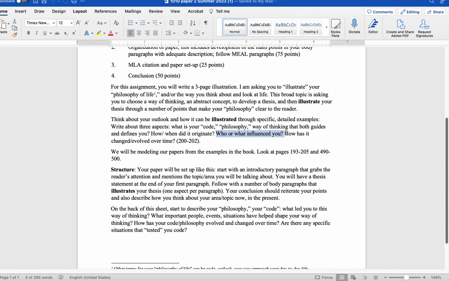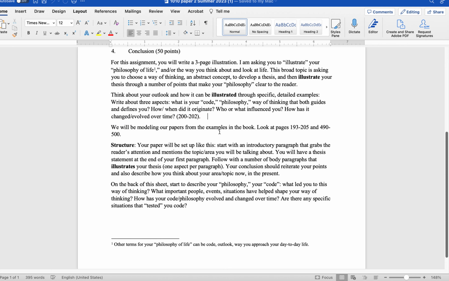Also, what's important is how has it changed, evolved over time? So you could have a way of thinking, what's a good old famous philosophy? Do unto others as we would like them to do to ourselves, right? We might learn that when we're young, but it changes over time as we get older. A lot of these philosophies and codes, if we have them when we're young, they change over time.